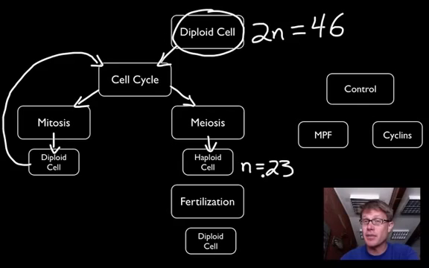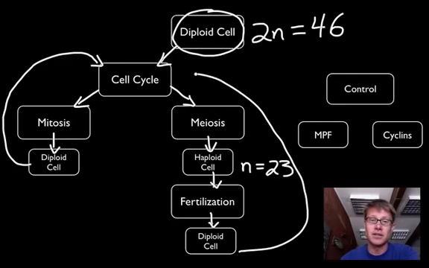Now, if we were to just stop there, we wouldn't have diploid cells anymore. But fertilization, where egg meets sperm, is going to combine those two cells to make a diploid cell. And now that diploid cell can enter into the cell cycle again. And so we've got kind of two loops. We've got the mitosis loop and the meiosis loop. Mitosis is used to make all the cells in our body. Meiosis just makes gametes, or sex cells.